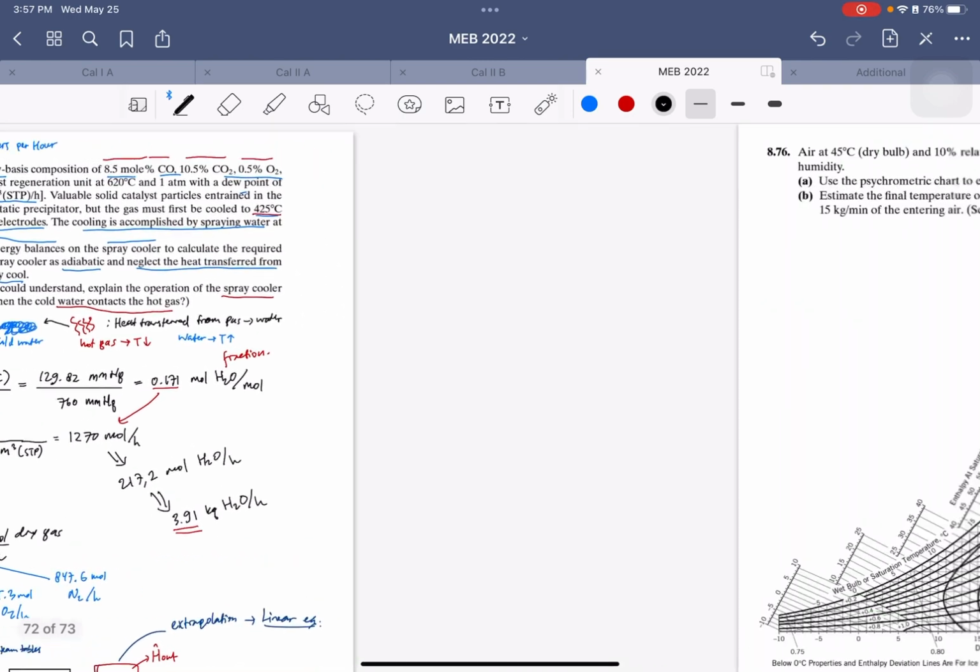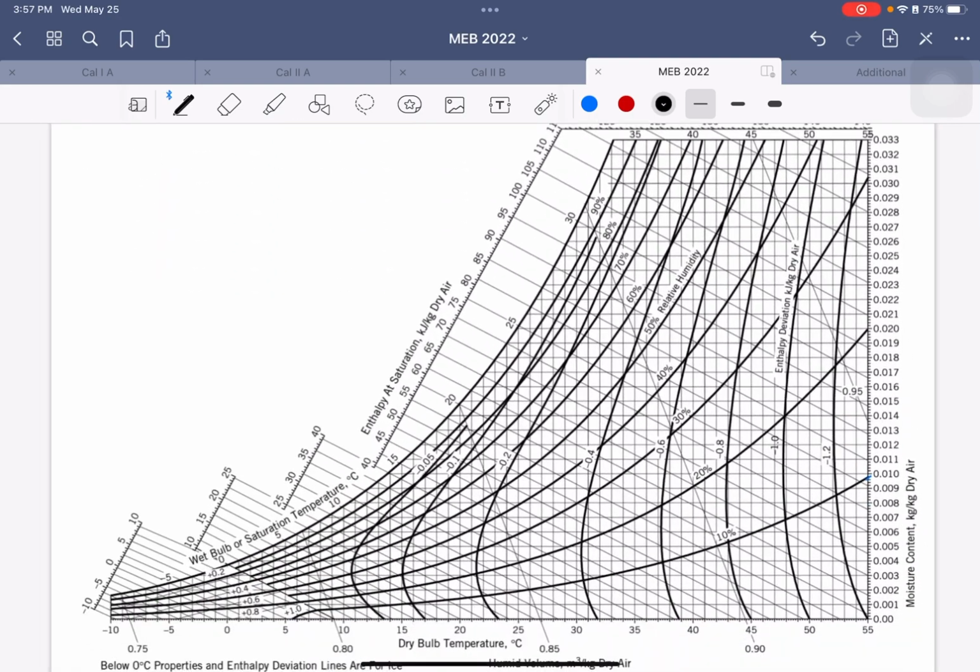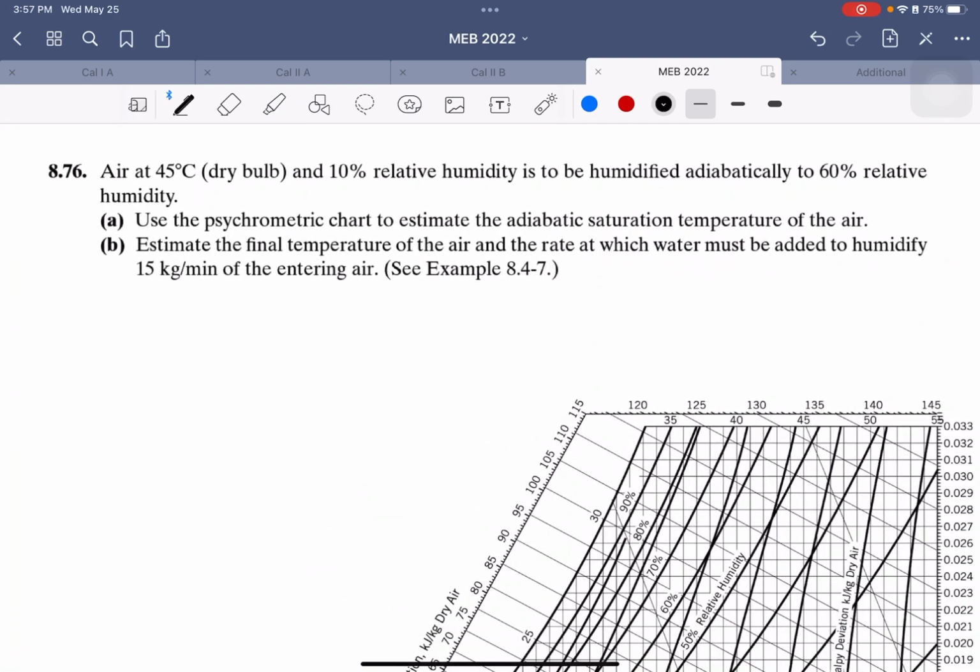Okay, another example is about the psychrometric chart. If you see the chart here, let me just go through the example first. We have air at some dry bulb temperature. We have this 10% humidity. It's going to be humidified adiabatically to 60% humidity. And using the chart to estimate the adiabatic saturation temperature, or this is the wet bulb temperature, if you remember the terms. And then the second question is the final temperature of the air and the rate at which water must be added to humidify this much air.